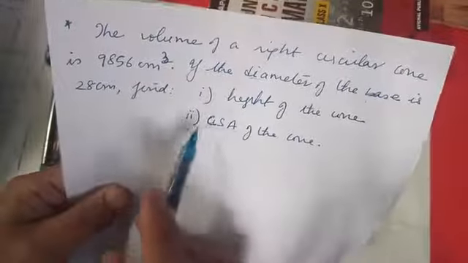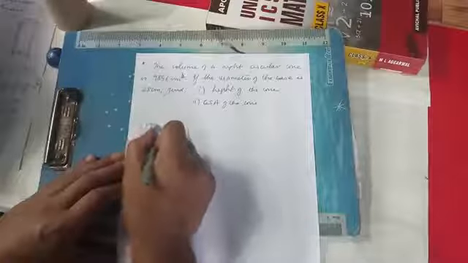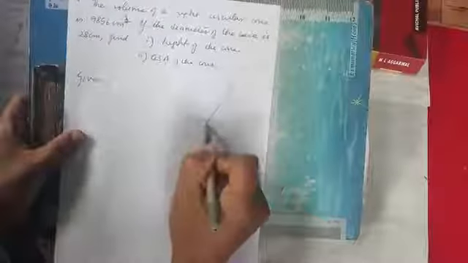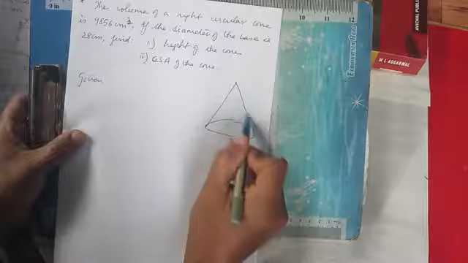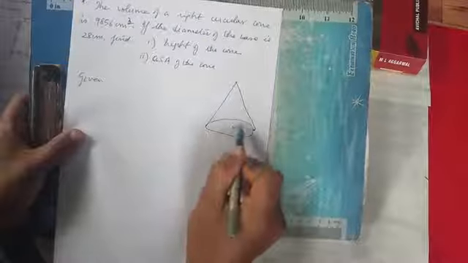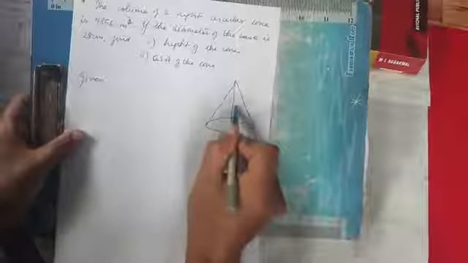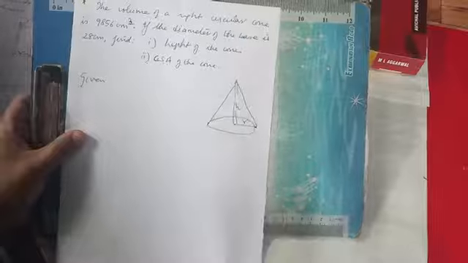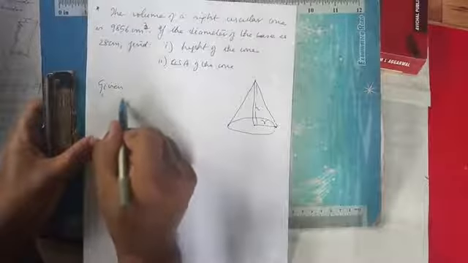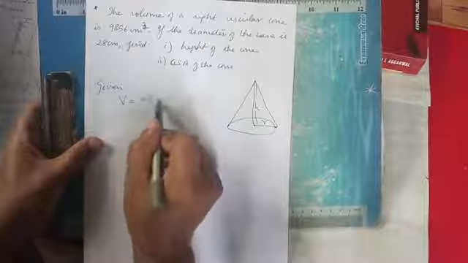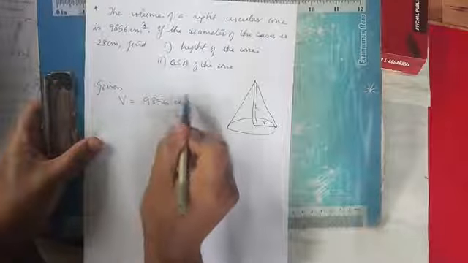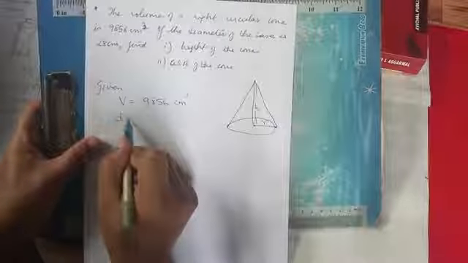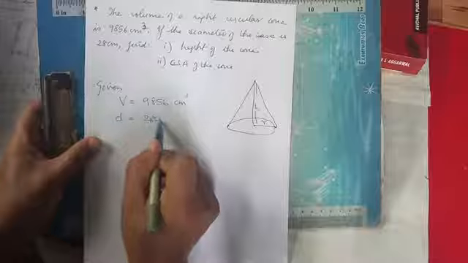So this CSA is the curved surface area of the cone. Given, so we start with the diagram. Okay. This is the cone, this is the radius, and this is the height. So in this question, the volume is given to you, 9856 centimeter cube, and the diameter of the base is given to you, 28 centimeter.